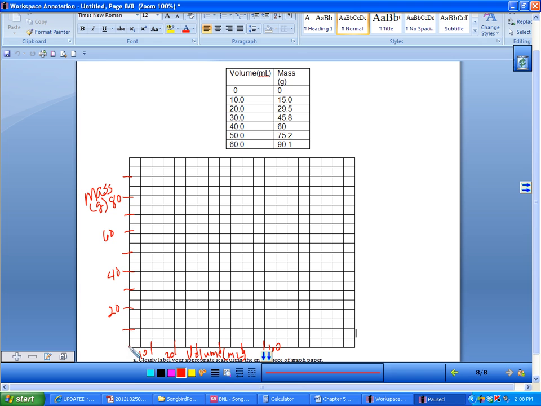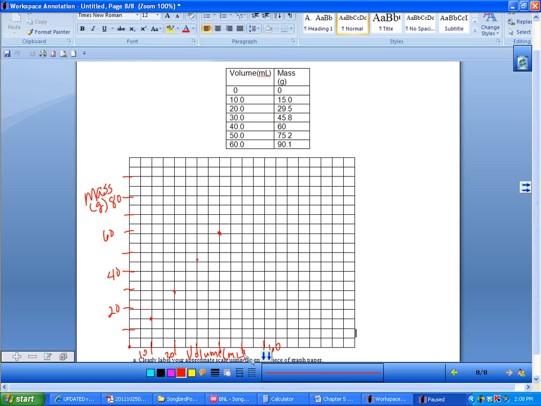All right, volume is 0, mass is 0. Volume is 10, so I go to 10 and I go up to 15 and make a mark, and then I go to 20 and travel on up to almost 30. And then I went from 30. I plotted it at 45, so there's 30. 45 is about right there, but I'm a tiny bit above it. 40 and 60, so there's 40, and I'm going to go up to my 60.